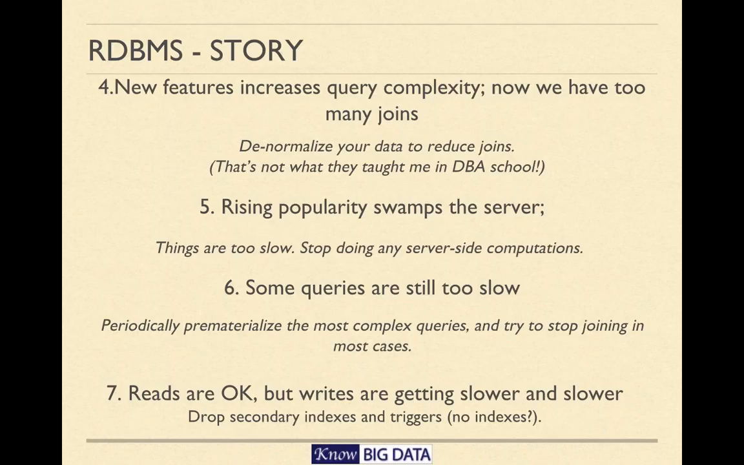Now, at this point of time, the reads might be okay, but while we were improving our reads, we hurt our writes. The writes, as in the modification of data, would keep on getting slower and slower. Adding a record would take some time to propagate across multiple tables. Now, what we start doing is we start dropping the secondary indexes, because what is an index?